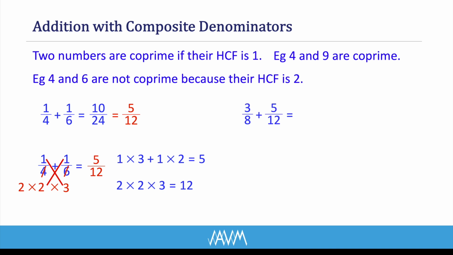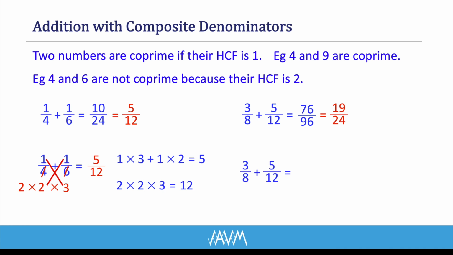Here's another example. 3 over 8 plus 5 over 12. If we just did the cross multiplication and addition, we would have 5 times 8 is 40, plus 3 times 12, 36, giving 76. And the denominator would be 8 times 12 is 96. So we would have 76 over 96. But then we would need to simplify this fraction by dividing the numerator and denominator by 4. And that would give 19 over 24.